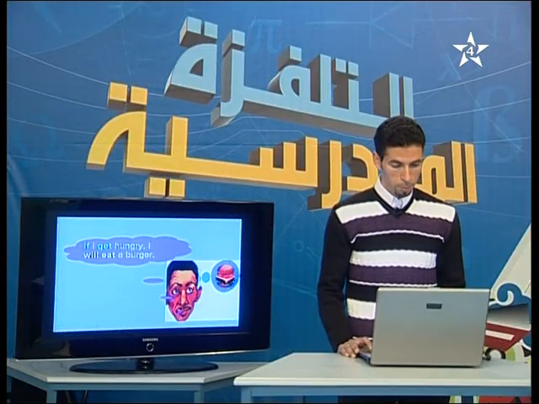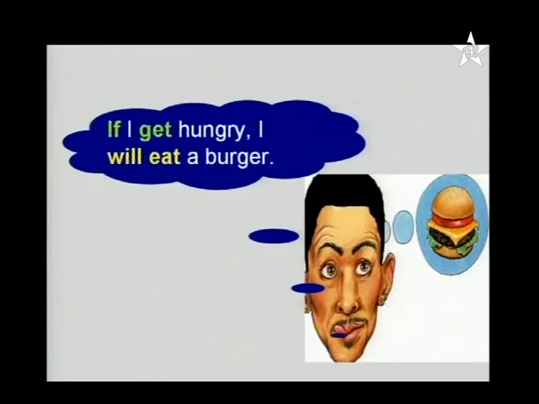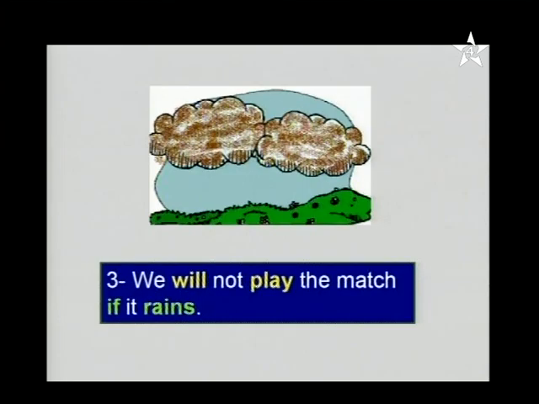Consolidation, just a few examples. If I get hungry, I will eat a burger. We will not play the match if it rains. Now notice, look at the picture. It's not raining, it's cloudy. It tells that it might rain at any time. So it's an assumption, a condition, okay? But it's possible. Right. Now let's move on to conditional type 2.